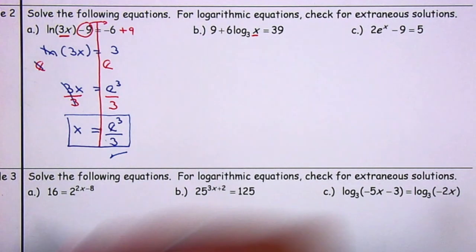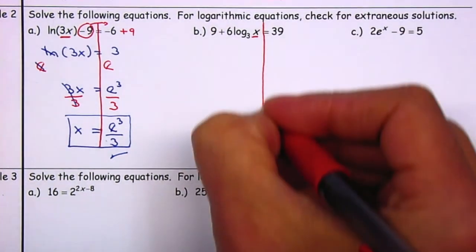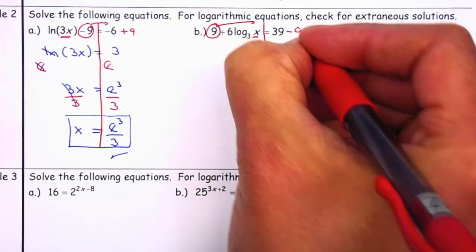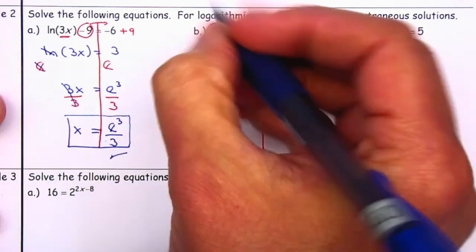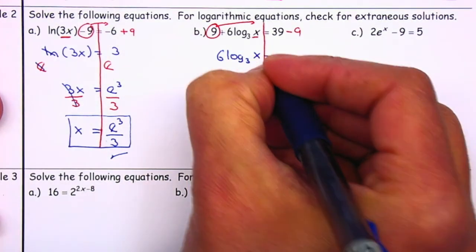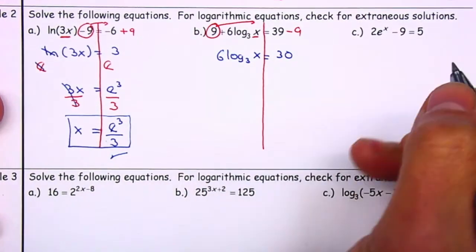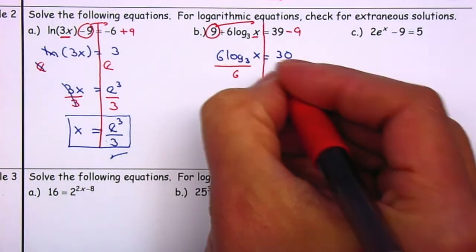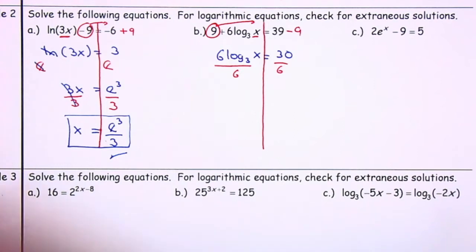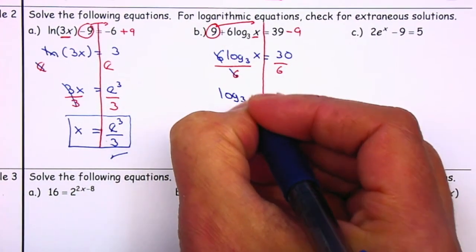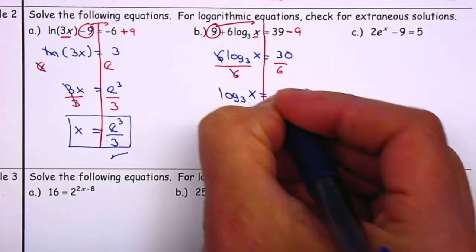For letter B, I'm going to draw the line. Move my 9 to the right hand side, becomes a negative 9. Bring this down. 6 log base 3 of x is equal to 30. Now I'm going to divide by 6, divide by 6. That will cancel. Log base 3 of x is equal to 5.